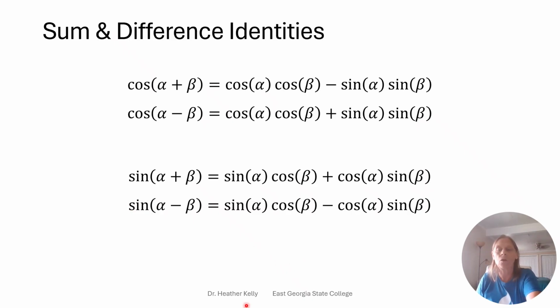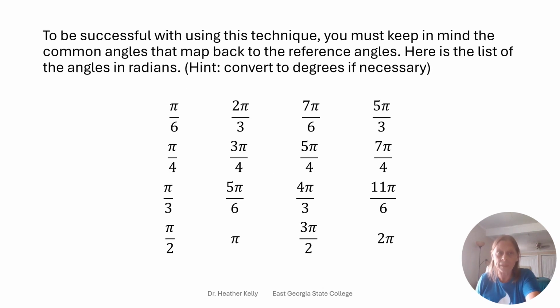Okay. All right, so really we're just going to be applying these rules. Now, to be successful using this technique, you have to keep in mind the common angles that map back to your reference angles. And so here's a list of the angles all in radians. Of course, I want you to try to think in radians as much as possible. Of course, if you're having a difficult time, convert everything into degrees if necessary. You can go through here and figure out what all the degree measure is for everything and have yourself a nice, beautiful list to deal with.